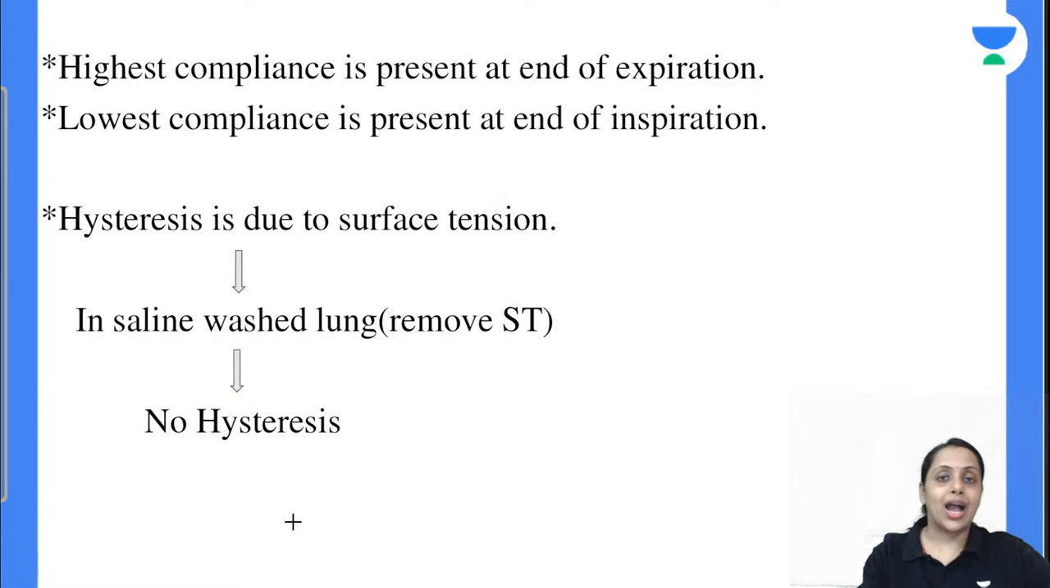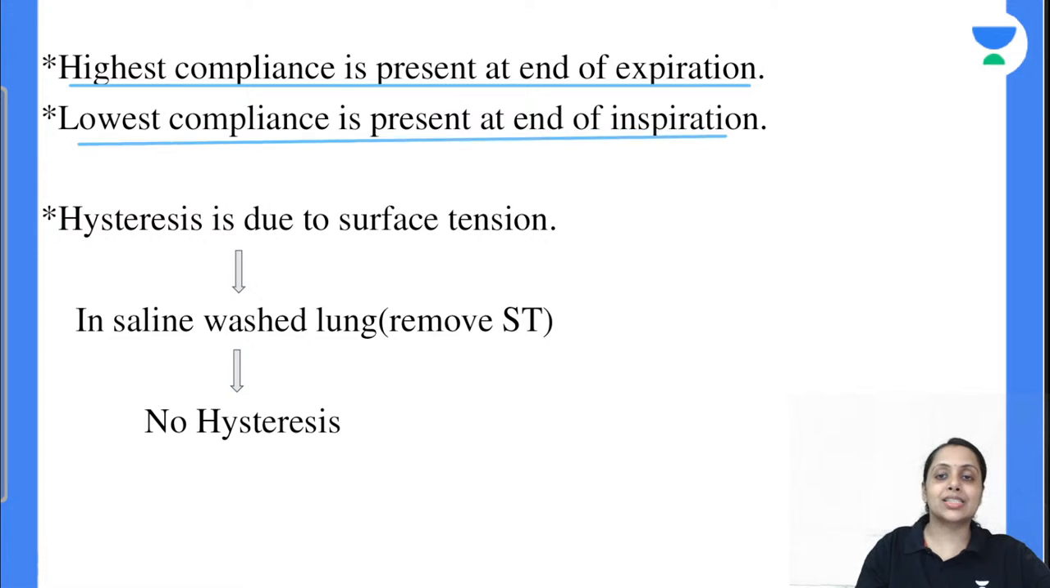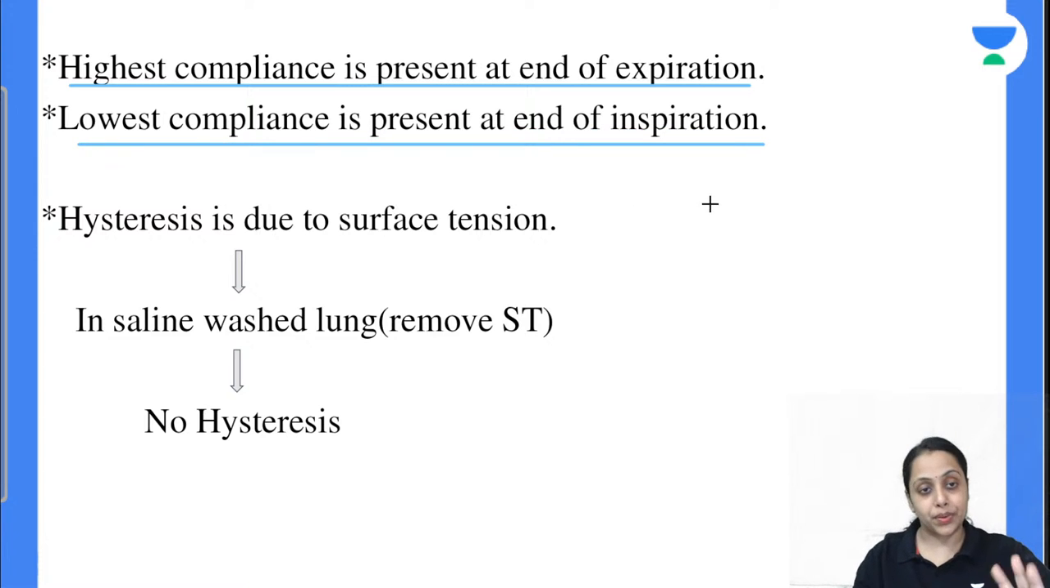So do remember, steep portion indicates good compliance, flat portion indicates poor compliance. Moving further, when is compliance highest? At the end of expiration. When is compliance lowest? At the end of inspiration.